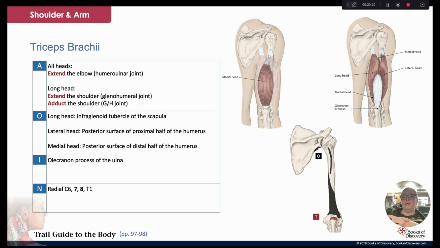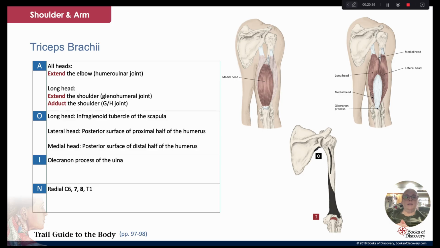So there's your long head. We don't have a long and a short. We have a long, lateral, and medial head. Okay. So if we were to use all the heads together, it's going to extend the elbow. So it'll put your elbow into a straight position.